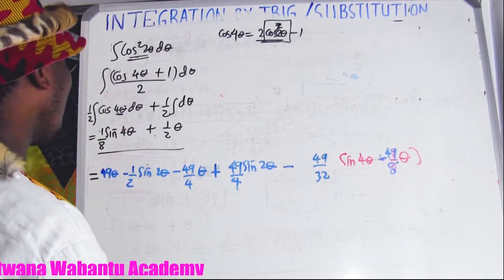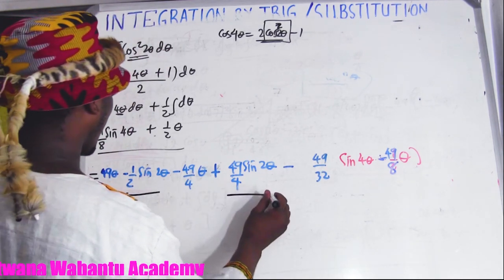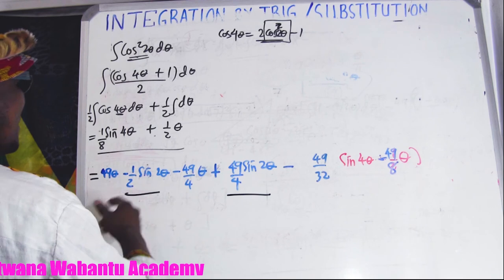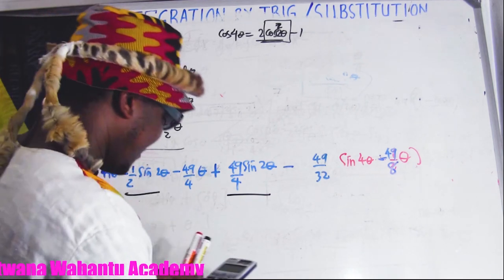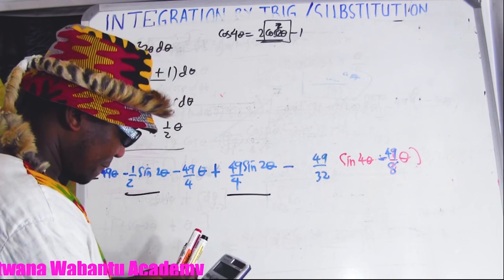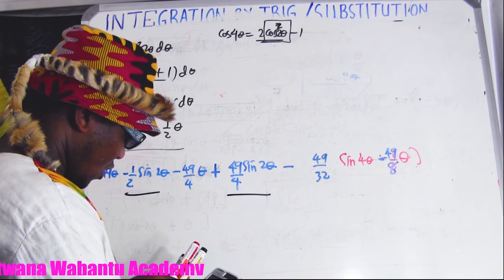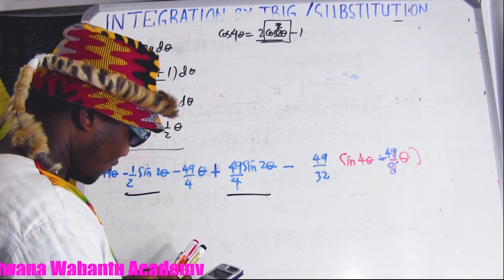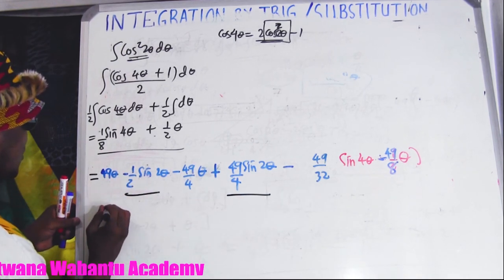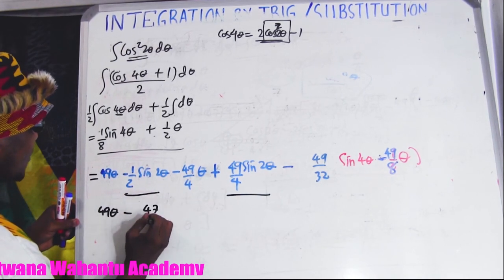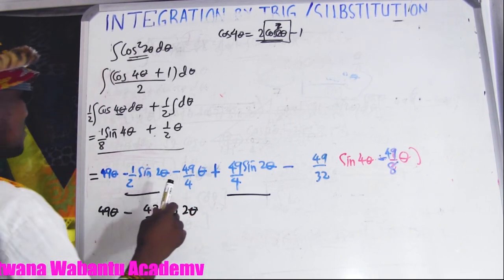So what you're going to do, the sum of the stuff was similar here. For example, this and this are similar. For the 9 over 4 minus a half, I think it gives you a calculator over there. For 9 over 4 minus a half, that's 47 over 4. So this and this, 47 over 4. So 49 theta minus 47 over 4, sine double angle. Now we come.